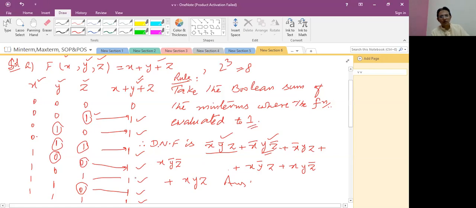Listen, when we consider the fifth value, it means 1. So the answer is: Z is similar, X is similar, but Y will take the complement. So it means plus, 4th, 5th value. It means X complement, X as it is, Y and Z both complement for the 5th term.